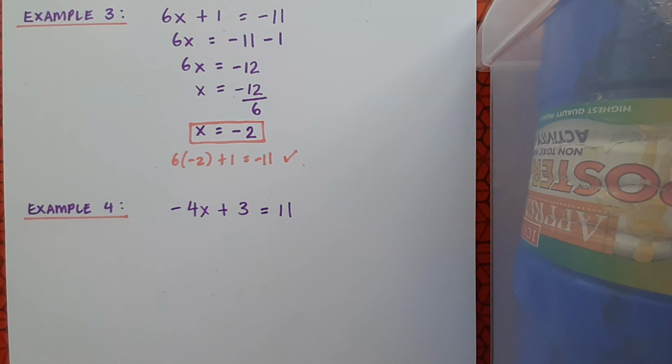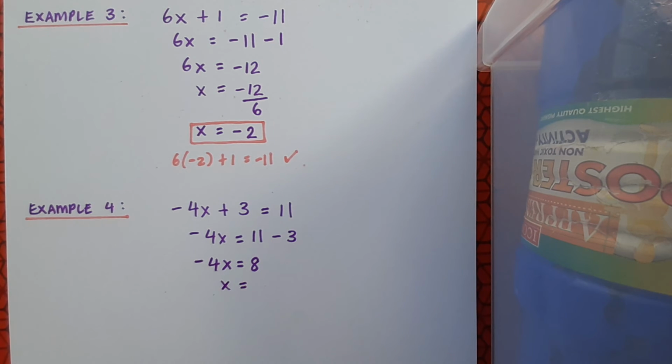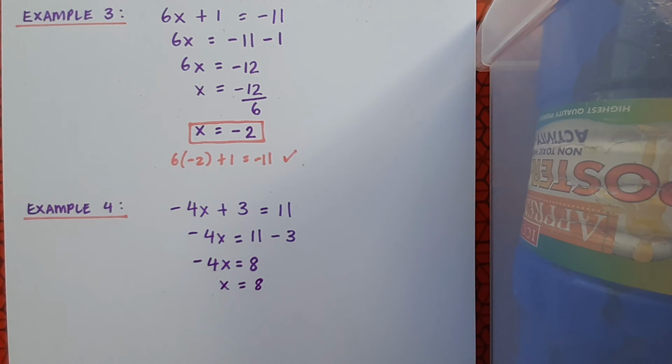Okay, so I want to get like terms together. Minus 4x can stay on the left. 11 is already on the right-hand side. The 3 comes across. It was adding, so now it's subtracting. So I've got minus 4x equals 8, and now I'll keep the x on the left. The 8 is already on the right-hand side.